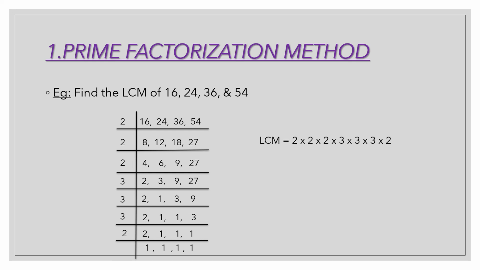Now LCM of 16, 24, 36, 54 together will give us 2 into 2 into 2 into 3 into 3 into 3 into 2. So 2 twos are 4, 2 threes are 6, 3 threes are 9 and 2. Then 6 fours are 24, 9 twos are 18. 24 into 18 will give you 432. So 432 is the LCM.